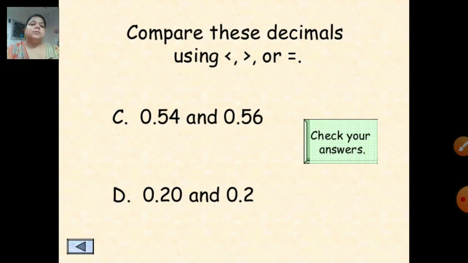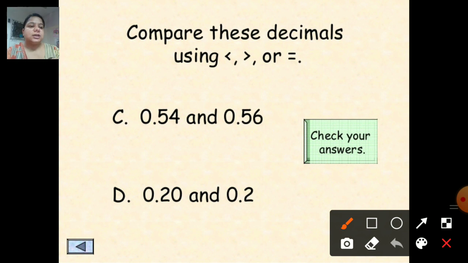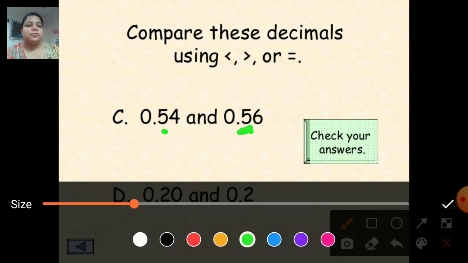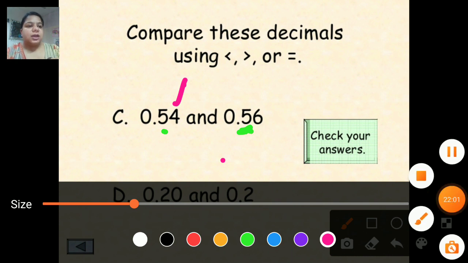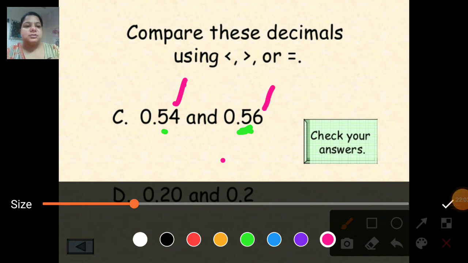Now the next two numbers are 0.54 and 0.56. Again you can check. The tenth place is 5 in one and the tenth place is 5 in the other also, right? But if you go to the hundredths place, here it is 4 and in the next number the hundredths place is 6. So it means 0.56 is greater, right?